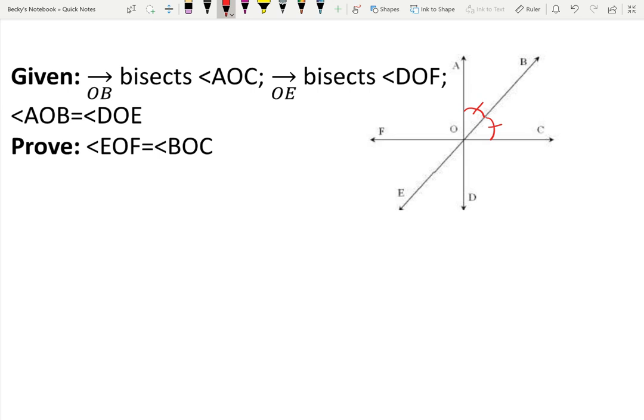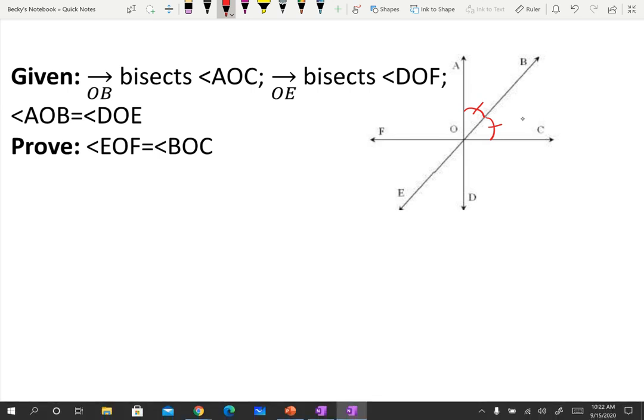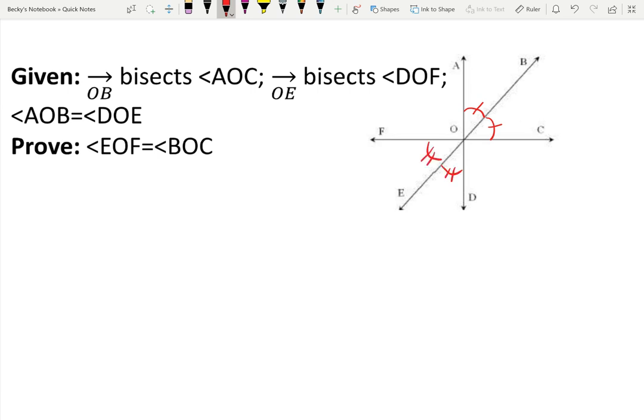Then we have ray OE and it bisects DOF. So let's find it. So I know these two are equal. And it also tells me AOB and angle DOE are equal. So AOB and DOE are equal. Okay, so let's recap. These two little angles are equal. These two little angles are equal, but these two angles are also equal. A lot to keep track of.